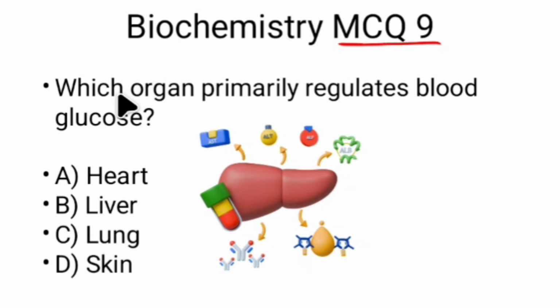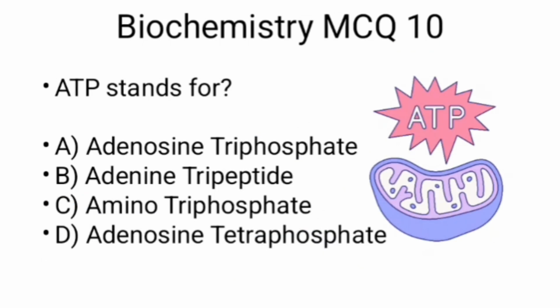Question number 9. Which organ primarily regulates blood glucose? The correct option is B. Liver is an organ which regulates blood glucose level.